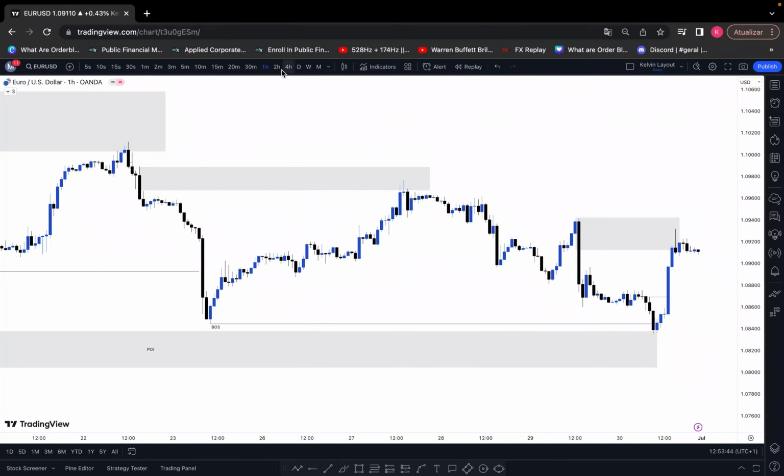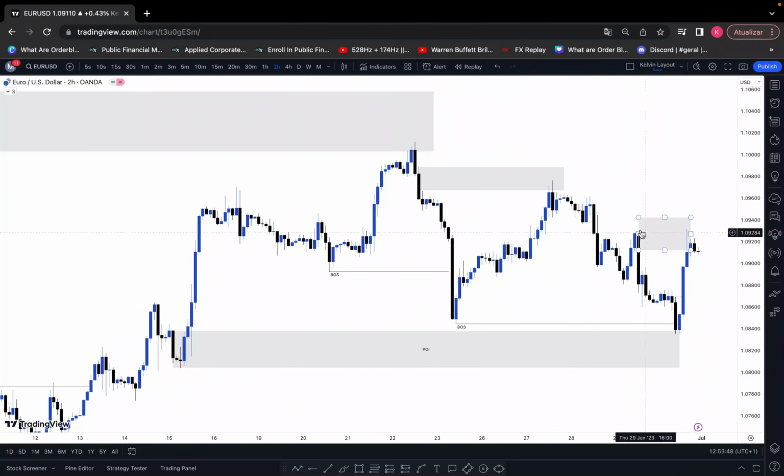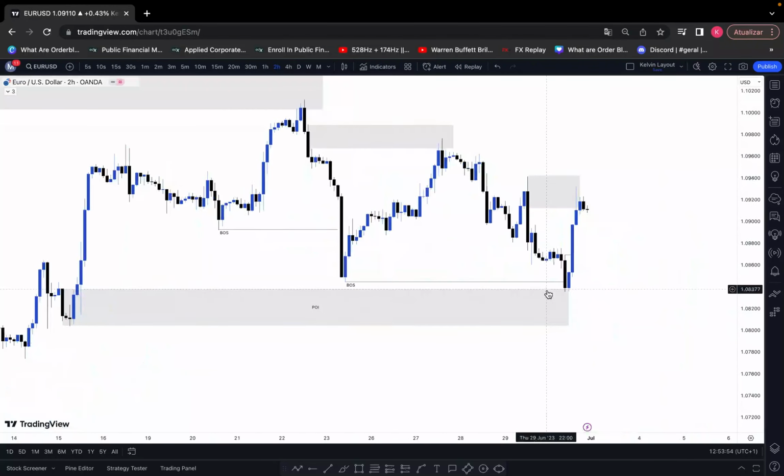If we look at the 2-hour, we had two breaks of structure to the downside here. But price came to this demand zone right here. So once we had this second break of structure and a very clean order block sitting above right here, I said, most likely I would love to see price reacting from this demand and then pushing all the way to this supply, and then maybe we can look for sells all the way down.